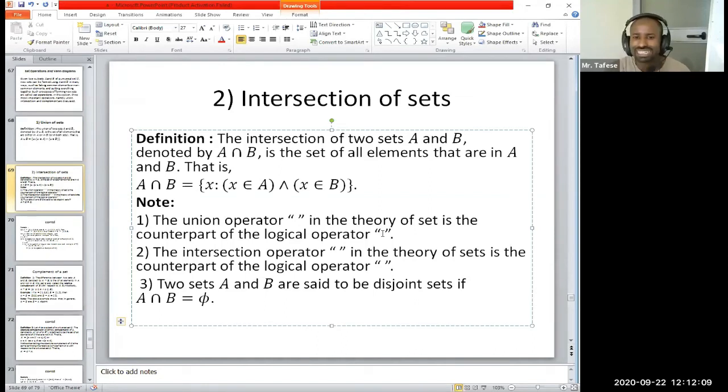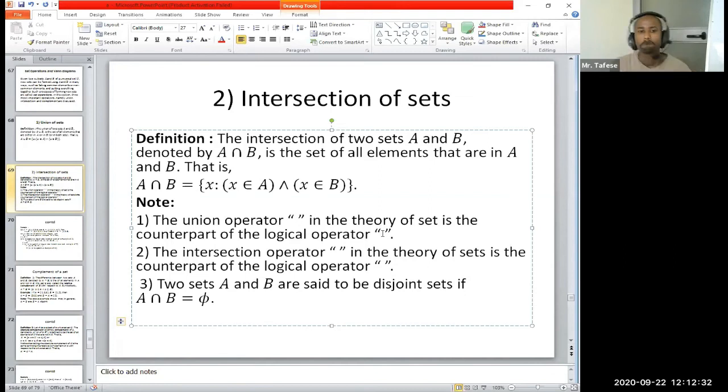So the intersection operator in the theory of sets is the counterpart of the logical operator AND. The conjunction symbol is for intersection and the disjunction symbol is for the union. This is the counterpart.